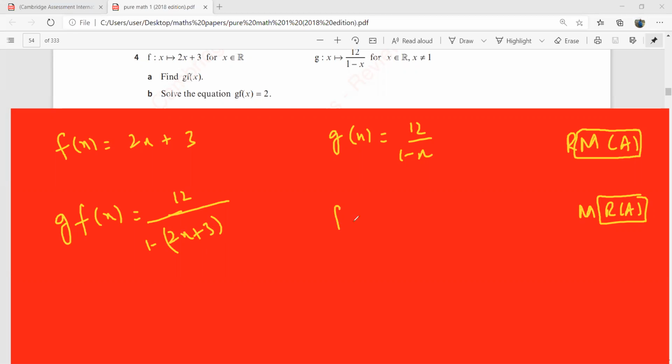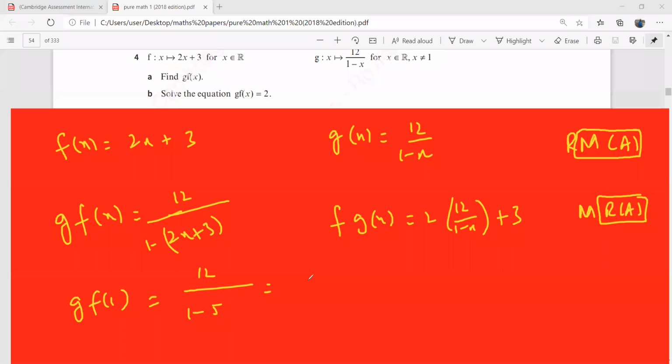And what if you had to write fg of x? That would be 2 into 12 over 1 minus x, plus 3. That will be your fg of x. Now suppose you find g f of 1. You can simply put 1 here. This is 12 over 1 minus, this is 5.